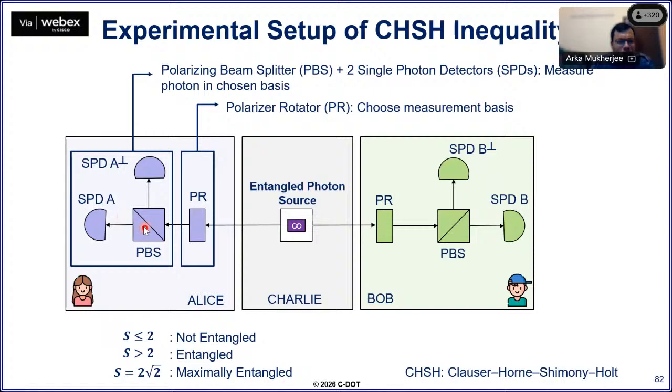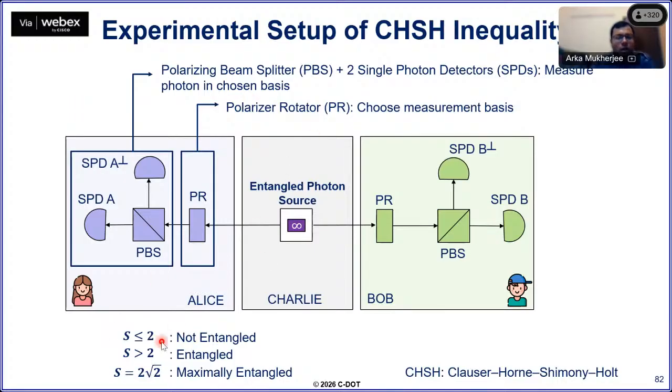What is the purpose of the polarization beam splitter? If a photon is coming in, it splits the light into two orthogonally polarized parts: the horizontal part goes here and the vertical part goes here. Here we have a single entangled photon source, so it emits a photon pair, one photon going to each side. The Alice and Bob setups are identical for testing the CHSH inequality.